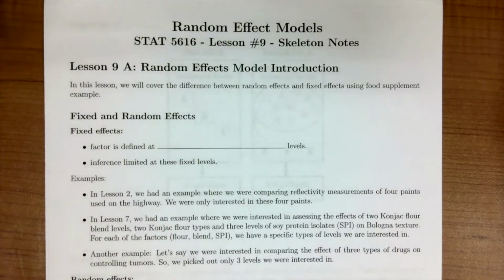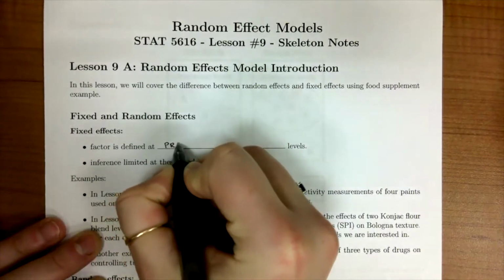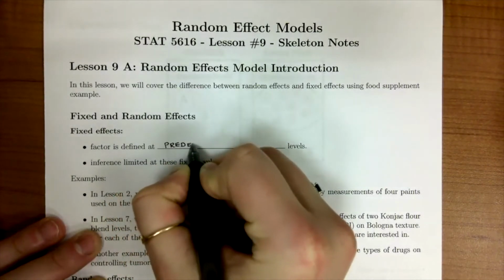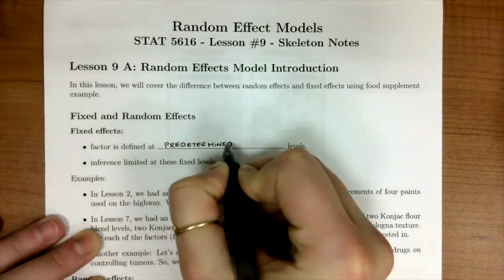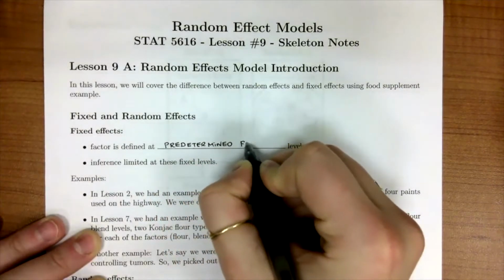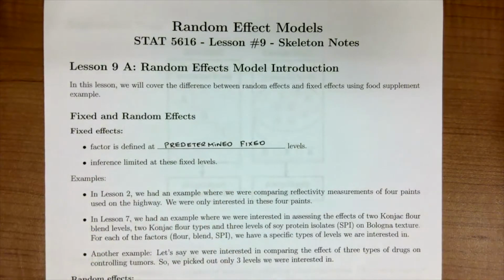Thus far in this course, we've only focused on fixed effects. A fixed effect is when we have predetermined fixed levels. So our factors are set ahead of time, and our inference is only limited to these effects.